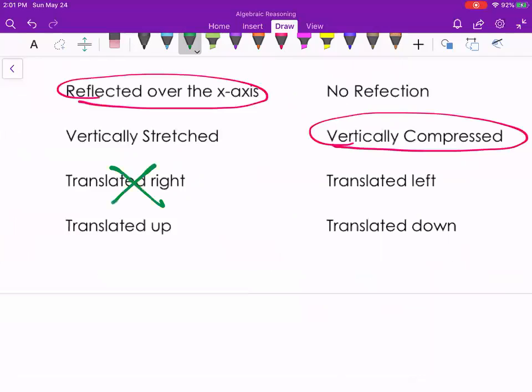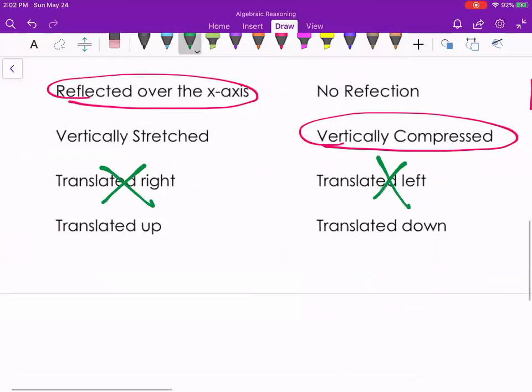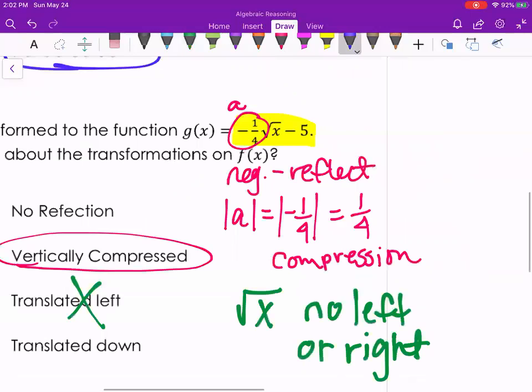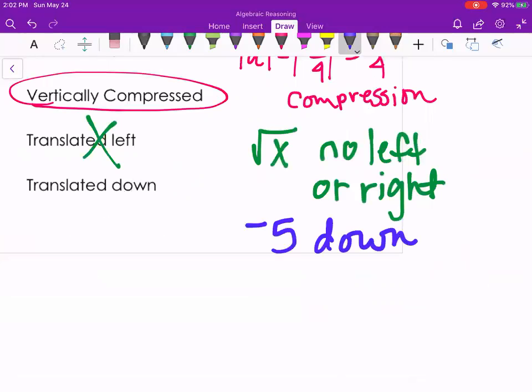The last thing that we need to look at, is there an up or down? Let's take a look. Outside of that square root, we have a -5. Outsiders are honest, so we are moving down.